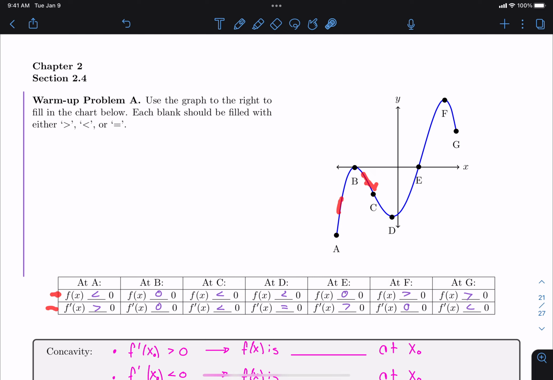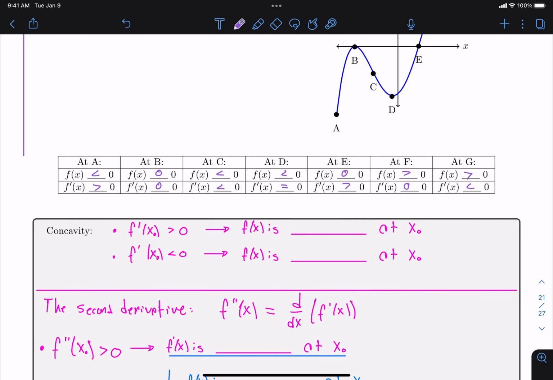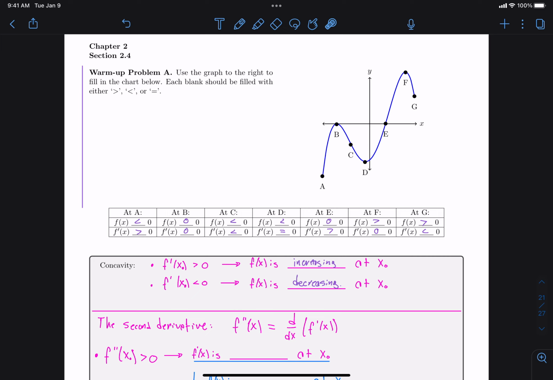And now what we're going to do is add one more layer to that description, which is going to be done via concavity. So first of all, let's just recall that if f prime is positive, then what can we say about f of x at x naught? We can say that it is increasing, yes? As opposed to f prime negative, which means we are decreasing. Okay? So questions about that so far before we bring in the third layer?